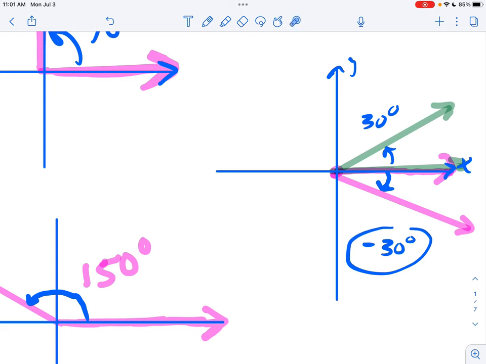We start by pointing to the right. If we rotate in a counterclockwise direction, that's a positive angle. If we rotate in a clockwise direction, that's a negative angle.